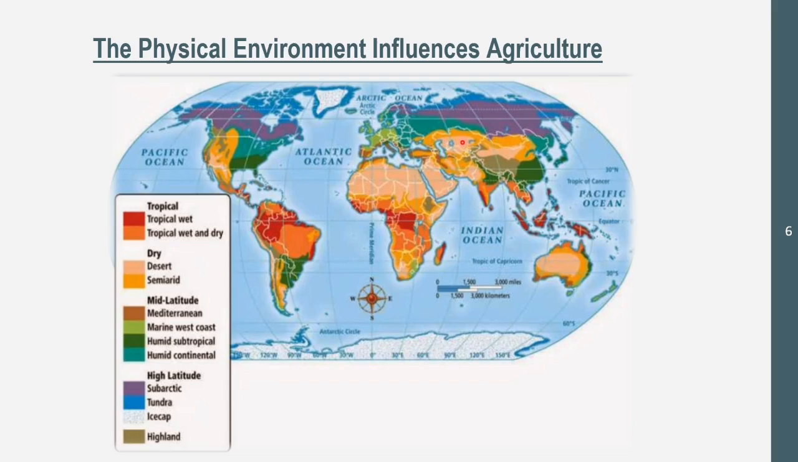So we have our dry areas that maybe get into ranching, which we'll talk about in just a second, and that aren't really suitable for growing crops.